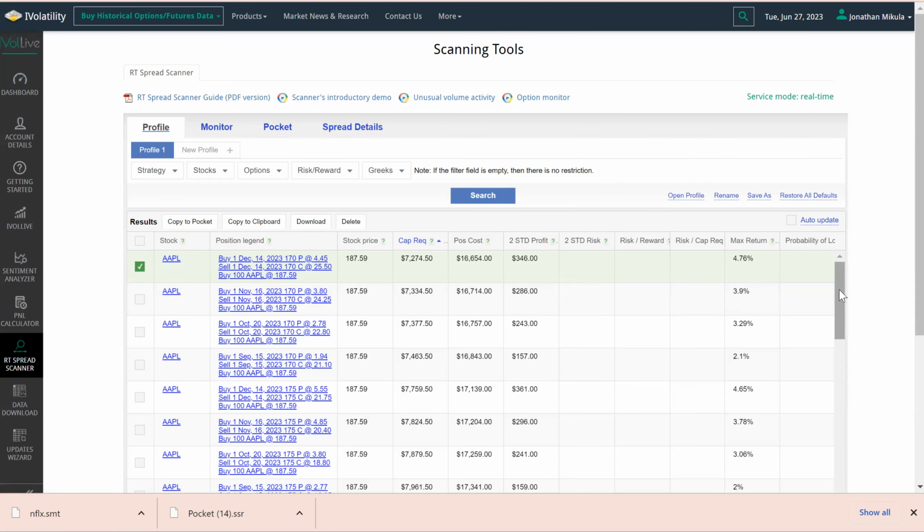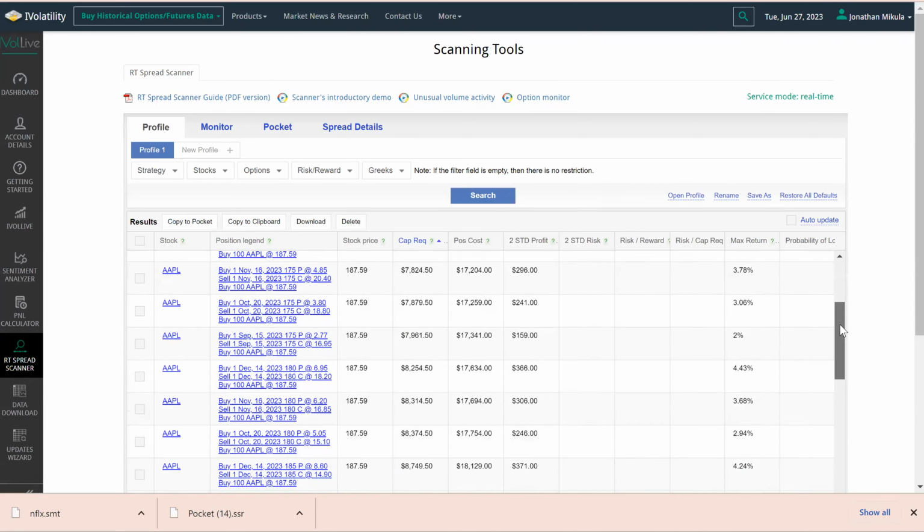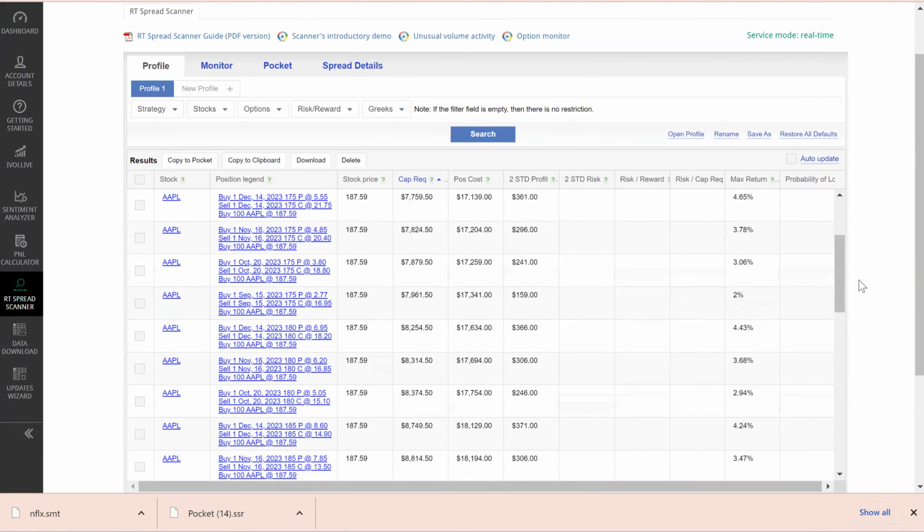That's what the real-time spread scanner does very well. Doing it in Excel is extremely challenging, because first you have to get the data, then you have to run the math on that data, and you have to do it every day. Whereas here, with a couple of mouse clicks, it automatically calculates where the relationship between put and call for the same expiration is out of whack, for whatever reason, and then gives the math on how to capitalize on that.